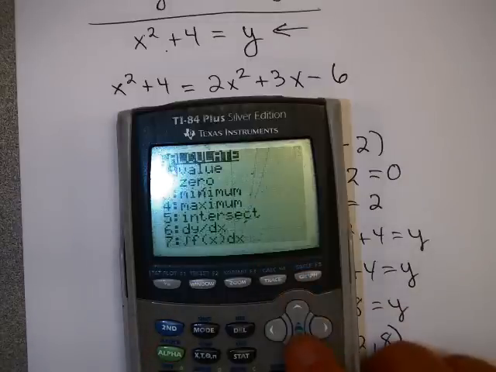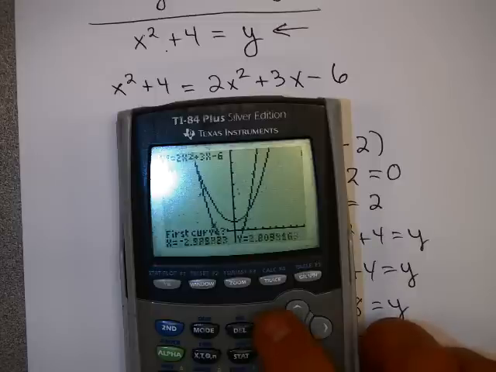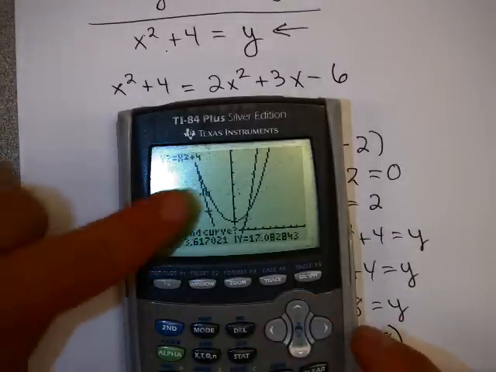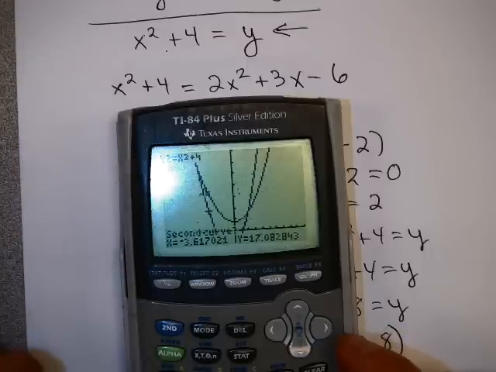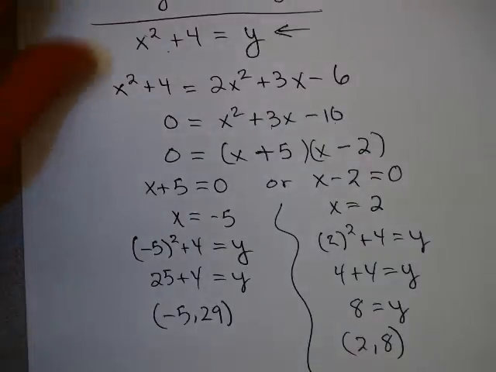Doing that again, second calc, intersect. First curve, you'll notice, is my 2x squared plus 3x minus 6. I'll move it over here so you can see that. My second curve is x squared plus 4. And my guess is I am closer to this one, so it should find that point, negative 5, 29 for me.